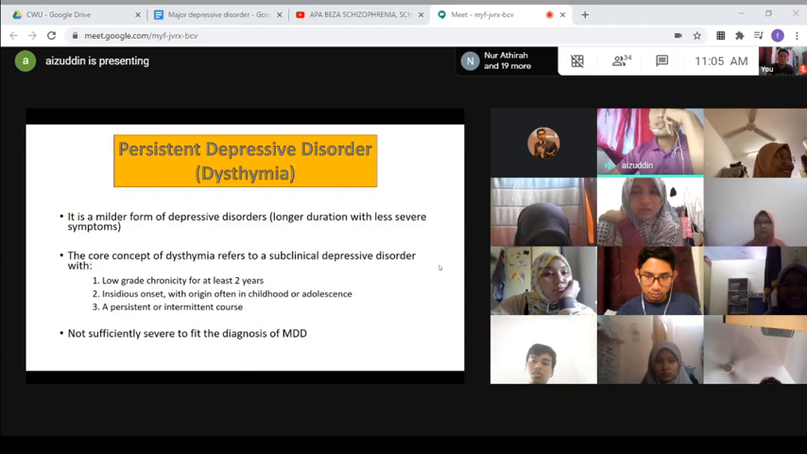So epidemiologically, it is common among the general population with the prevalence about 5 to 6%, and it is more common in women less than 64 years old as compared to men of any age, and also common in unmarried and young persons, and in those with low incomes, and also in those with first degree relatives with dysthymia or MDD, and also usually coexist with other psychiatric illness such as MDD itself, anxiety, substance abuse, and borderline personality disorder.